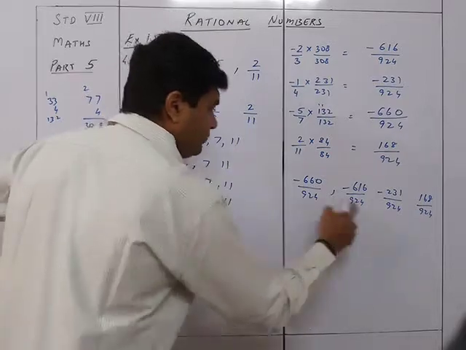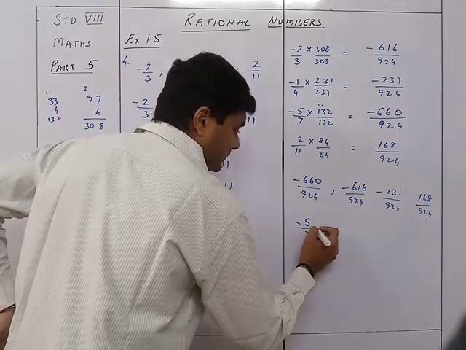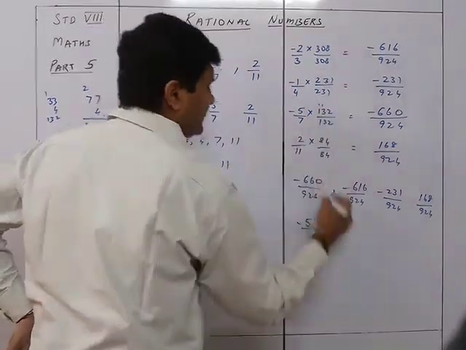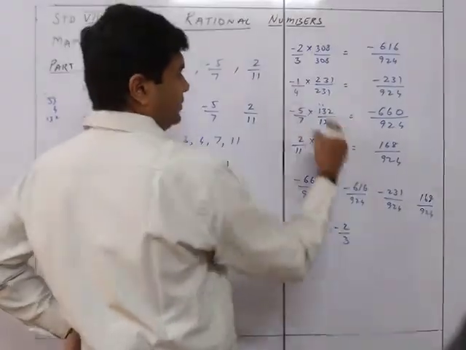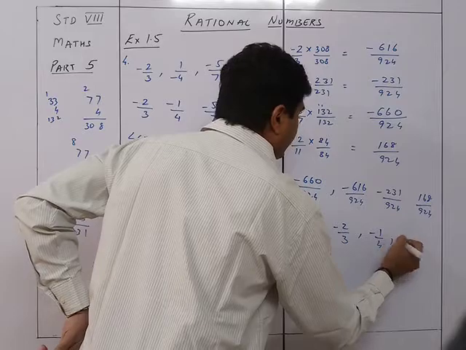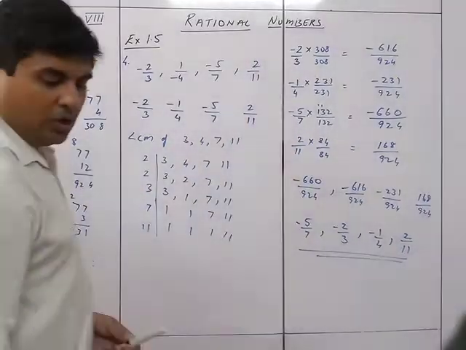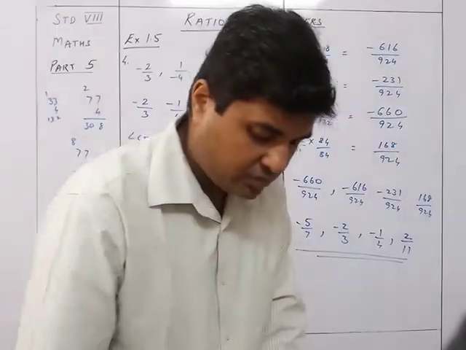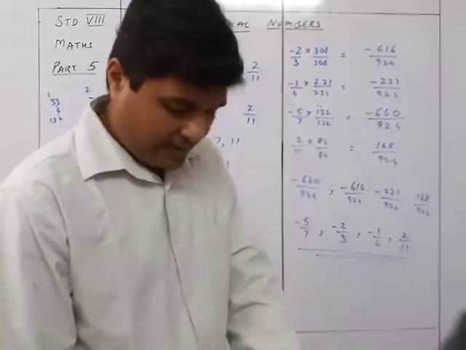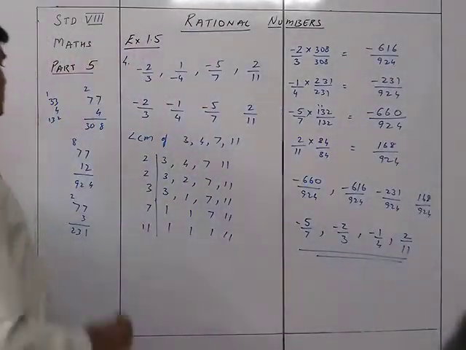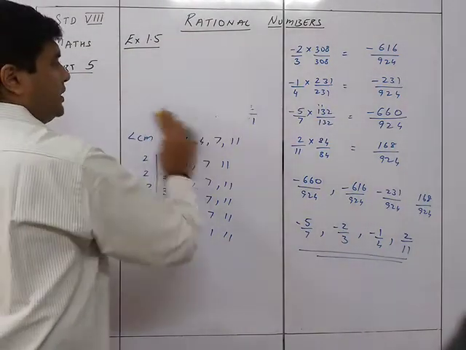So minus 660 upon 924 was minus 5 upon 7. The next one is minus 2 upon 3, the next is minus 1 upon 4, and finally 2 upon 11. So this is the ascending order of the given numbers: minus 5 upon 7, minus 2 upon 3, minus 1 upon 4 and 2 upon 11. So this was question number 4. We now move on to question number 5.